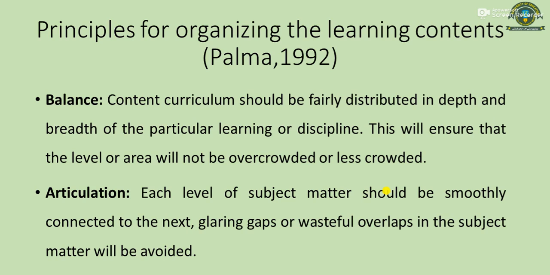It should not happen that in grade 6 there are too many subjects and at grade 7 there are only a few subjects. It means that you are going to overcrowd grade 7 or 6. There should be connection. Articulation means there should be connection between different concepts. There should not be overlap, there should not be any gaps, but there should be an articulation at any level.